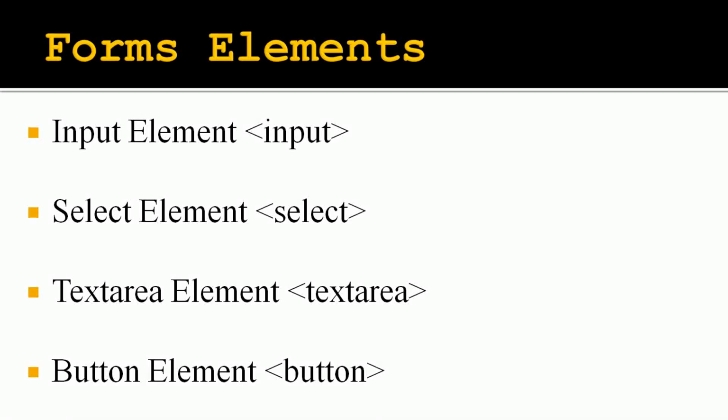We have four types of sub-elements, among which three elements, that are input, select and text area, are used to create different types of input elements that allow the user to enter data. Whereas one element, that is button, is used to process the data.